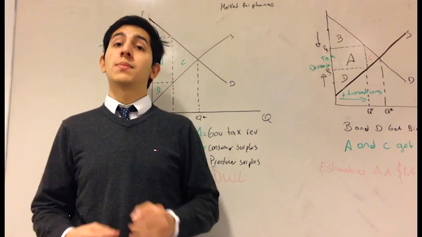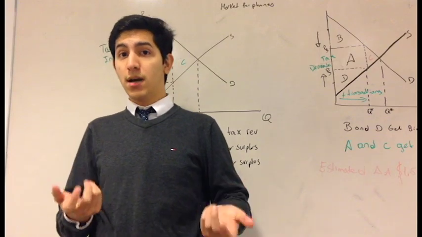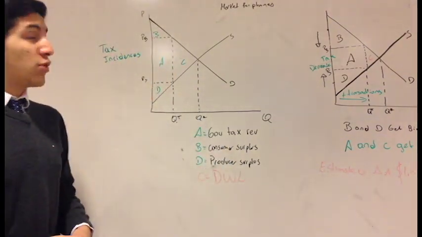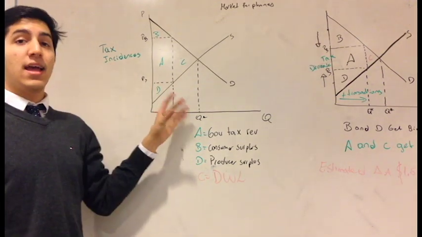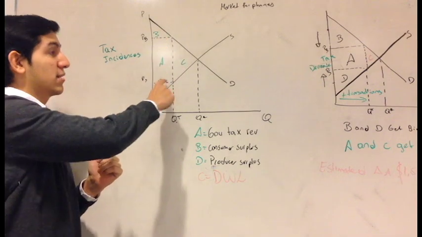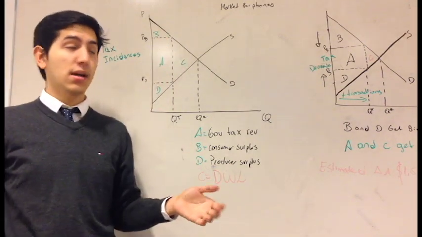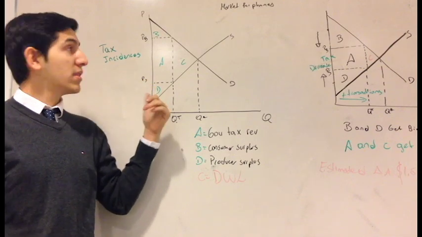In this video, we're going to be talking about some effects of Trump's 2017 tax cut. We're going to start by looking at the market for phones and the tax incidences in this graph right here. In here, we see that the tax creates two different prices: the price that buyers pay and the price that sellers receive.